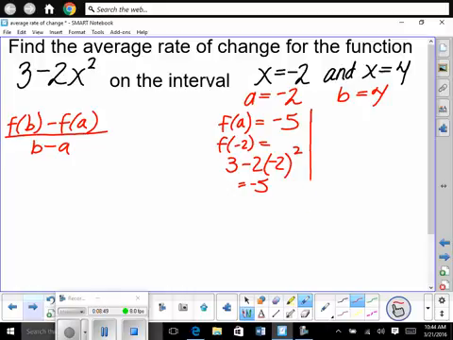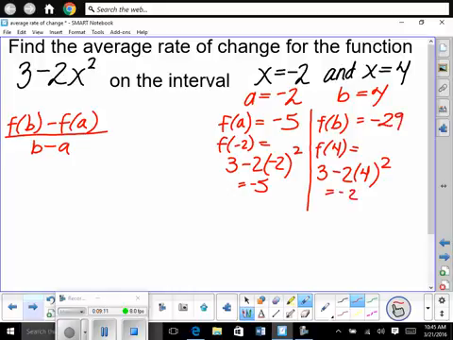because we've got to practice. Okay, let's find f of b, which we know means f of 4. So what's our function at 4? That'll be 3 minus 2 times 4 squared. Parentheses really matter. Go. What's f of b? Negative 29.